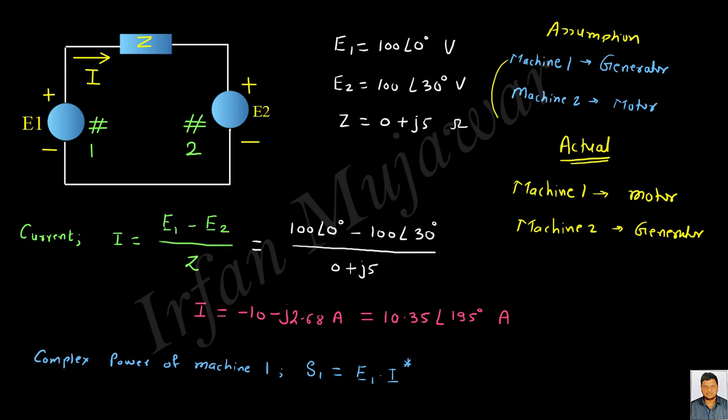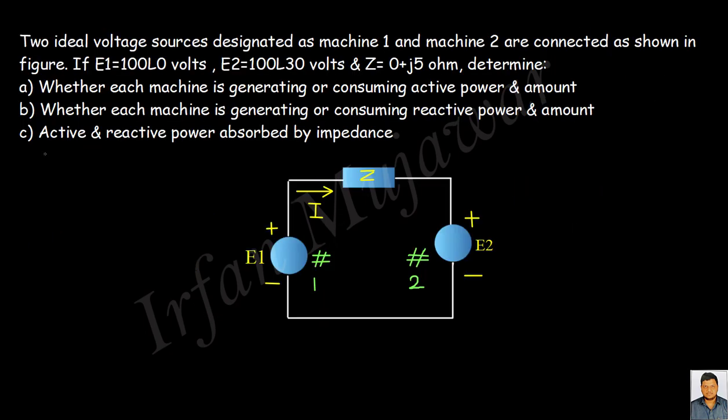Now, one more thing is asked in this particular problem. We have to calculate the active and reactive power absorbed by this particular impedance. Now we have calculated the current I, so we can calculate the power simply by I square into R, that will be the active power, and I square into X of this impedance, that will be the reactive power. Now this impedance is purely reactive because R is 0, so active power will be 0. Reactive power will be simply I square into X, that is 5. So we will calculate this.